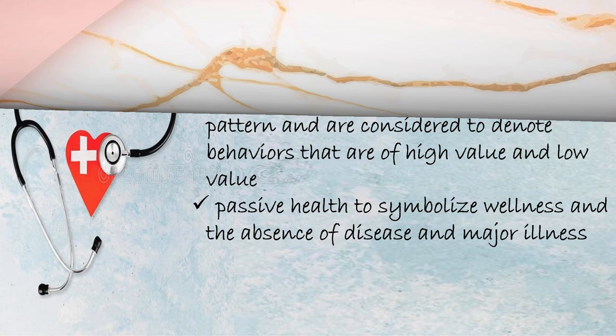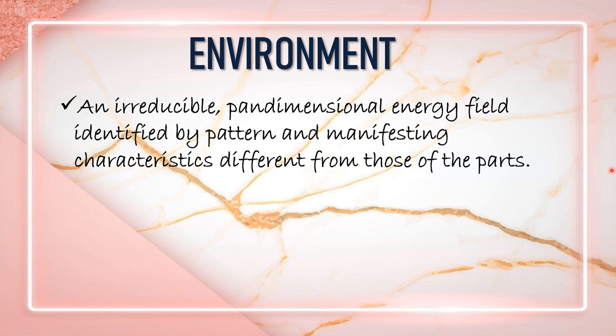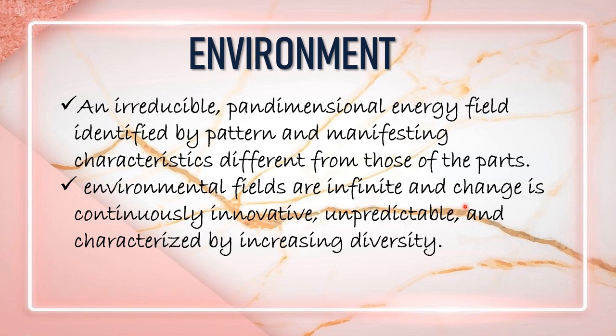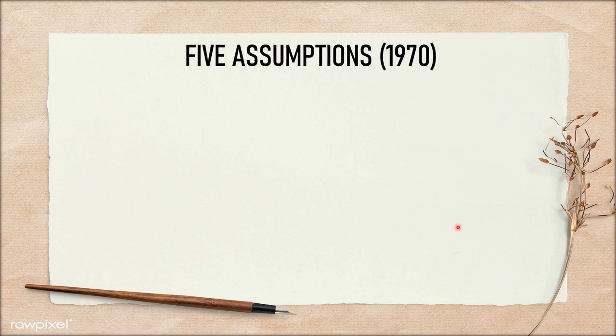She viewed environment as an irreducible, one-dimensional energy field identified by pattern and manifesting characteristics different from those of the parts. Environmental fields are infinite, and change is continuously innovative, unpredictable, and characterized by increasing diversity. In 1970, Rogers identified the following five assumptions that are also theoretical assertions supporting her model, derived from literature on human beings, physics, mathematics, and behavioral science.